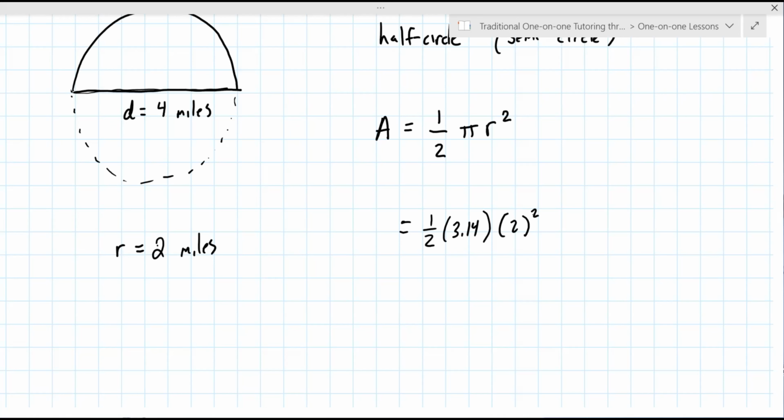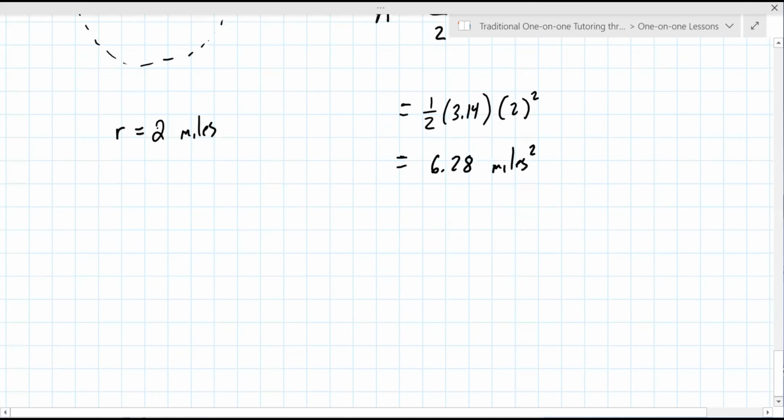6.28. And what are the units that go along with that? Miles squared. Miles squared. Perfect. Okay, good. That's right. Now I'm going to redraw the figure because it's important for this next discussion here.